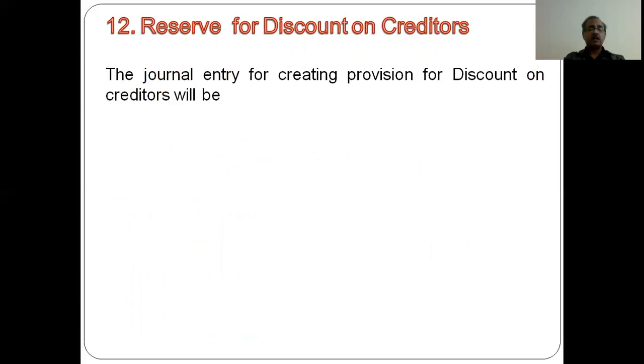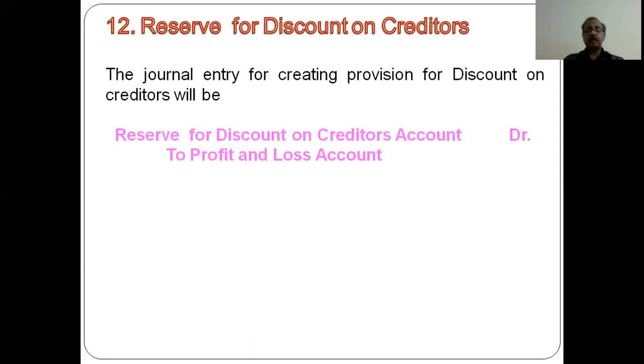The next one is reserve for discount on creditors. This is just the opposite of provision for discount on debtors. Provision for discount on debtors, as we discussed, is a provision for a loss by way of discount allowed to the sundry debtors. In the opposite direction, sometimes our company may receive some discount from creditors. Whenever we make payment as an early settlement of the claims of creditors, the creditors may allow some discount. That is called reserve for discount on creditors.